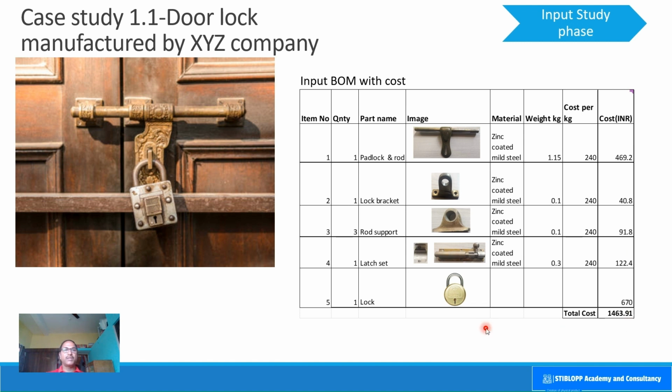The next step is to get the cost reduction target. Here, the cost reduction target should be greater than 25%. It means that if our existing design is 100 rupees, then our new design should be less than or equal to 75 rupees. Okay.